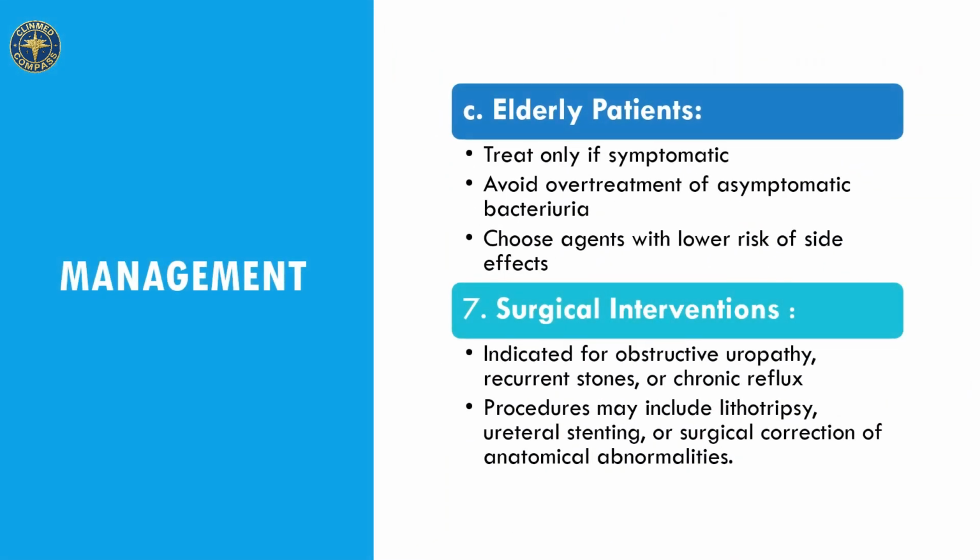In the elderly, treat only if symptomatic. Avoid overtreatment of asymptomatic bacteriuria. Choose drugs with lower risks of side effects. Surgical intervention is rarely needed but may be necessary in obstructive uropathy, recurrent stones, chronic reflux, abscess drainage, and procedures may include lithotripsy, ureteral stenting, or surgical correction of anatomical abnormalities.